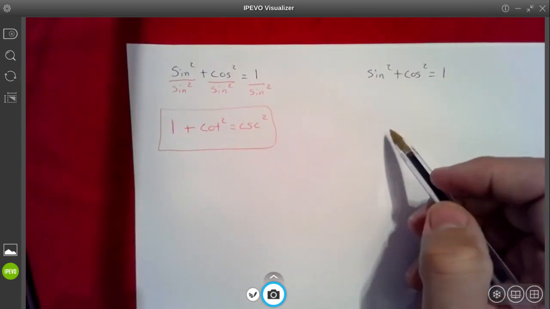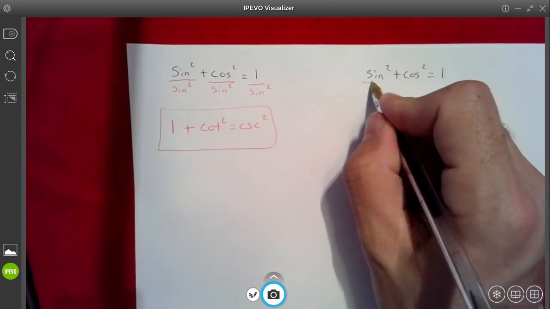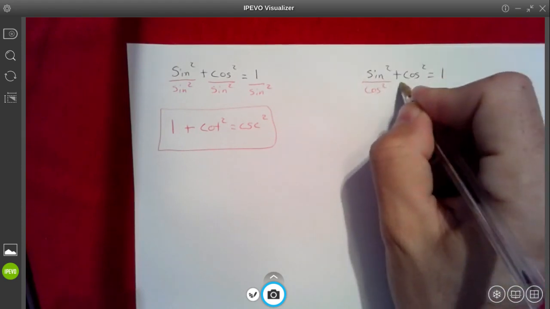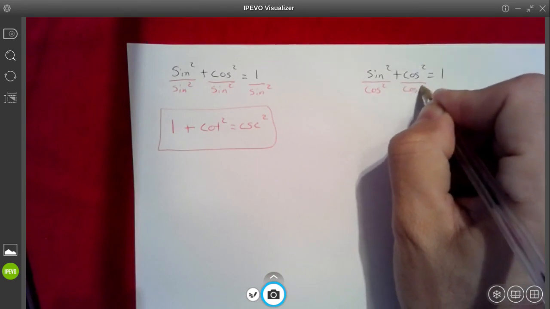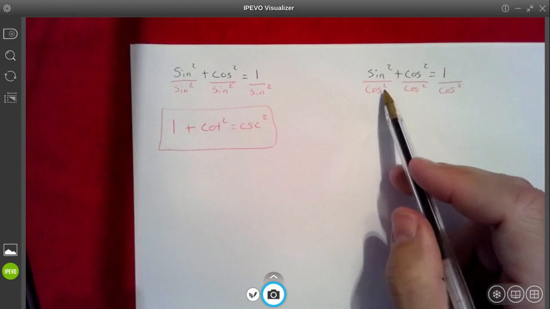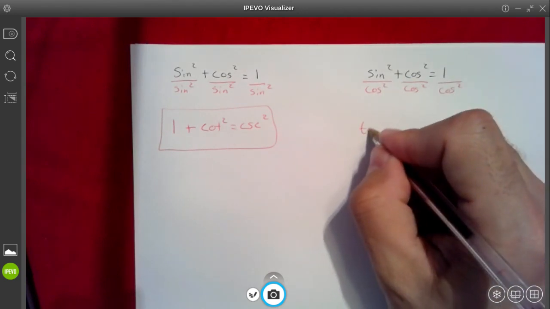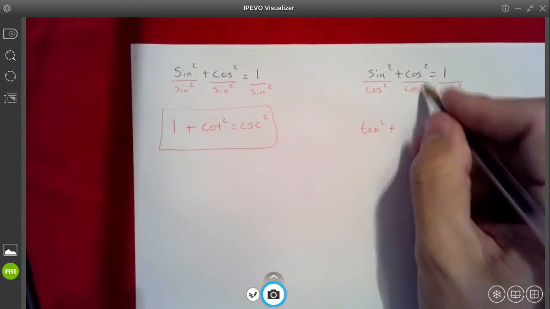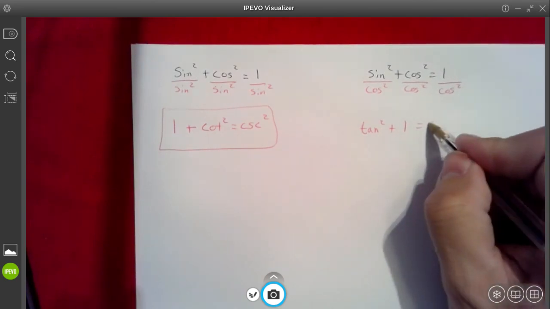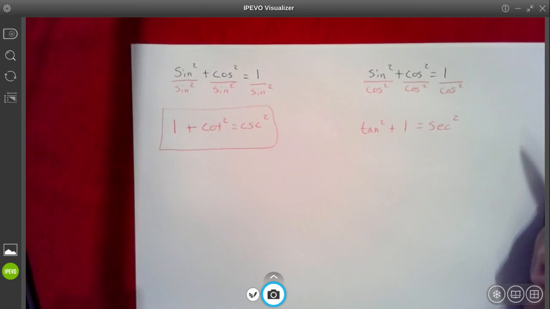All right, that's going to be one of my new Pythagorean identities. And over here, instead of dividing by sine, I'll divide by cosine instead. So sine over cosine, that just gives me tangent. That gives me 1. And then 1 over cosine is secant squared.